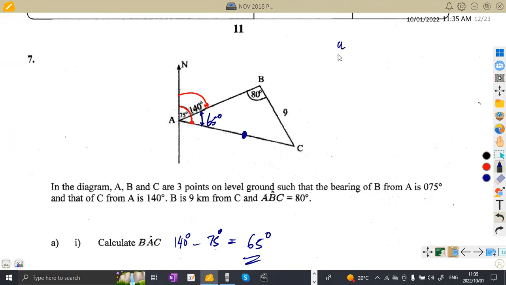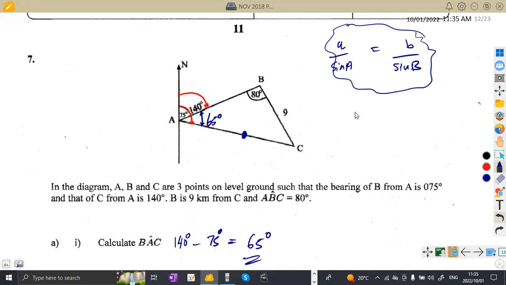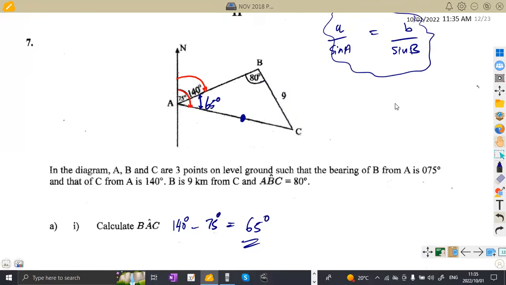So I told you that it is going to be a over sine A, which is equal to b over sine B. So that is the formula that you're going to use whenever you're dealing with sides. If they are angles, therefore you write the sine A on top, the sine B on top, depending on what you're going to have at the end. Okay, so let us apply our formula.